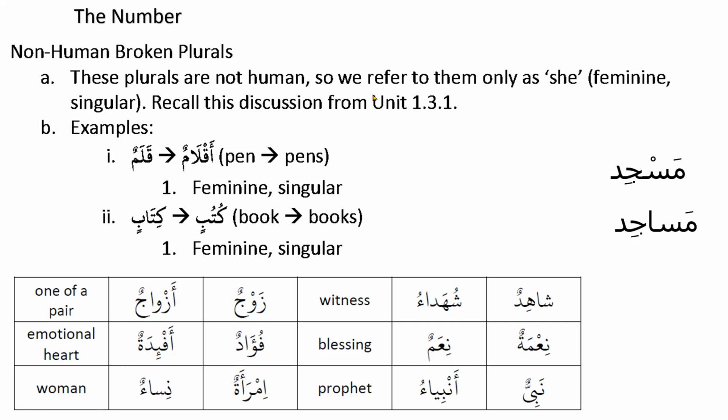It's a ta marbuta. Now, ni'matun means blessing, one blessing, because of the ta marbuta. Yes, that's right, sister. So this is fine. And look, this word is just like muslimatun. Ni'matun is one blessing in rafa, ni'matan is one blessing in nasab, and ni'matin is one blessing in jar, just like our muslimatun.